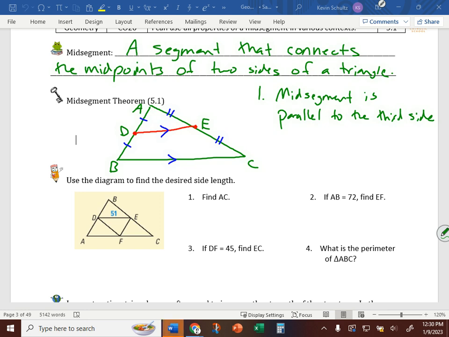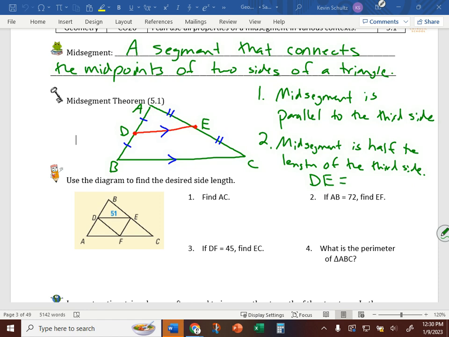And a midsegment is half, yes, the length of the third side. Okay, so the midsegment and the third side have a couple of connections here. Number one, they are parallel, as we've marked for you there. And the midsegment is half the length of the third side. So whatever DE, whatever that measurement is, we know it's going to be 1/2 the length of BC.